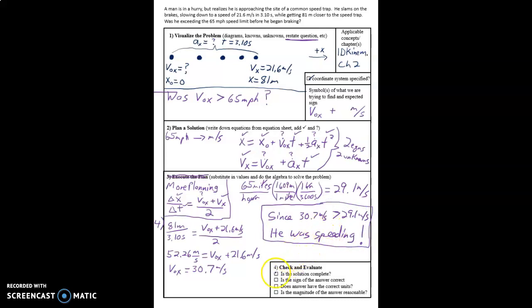Is the solution complete? Yes, we were only asked for that yes or no question. If we had stopped here, the solution would not have been complete. Is the sign of the answer correct? Well, the sign of this value is correct. We expected it to be positive, and it was, and we expected it to have units of meters per second, and it did work out that way. And is the magnitude of the answer reasonable? Yes, he was going just slightly over the speed limit before. If this had come out to, say, 307 meters per second, that would have been a pretty unreasonable answer, because that would have been over 600 miles per hour. All right, so yes, he was speeding.